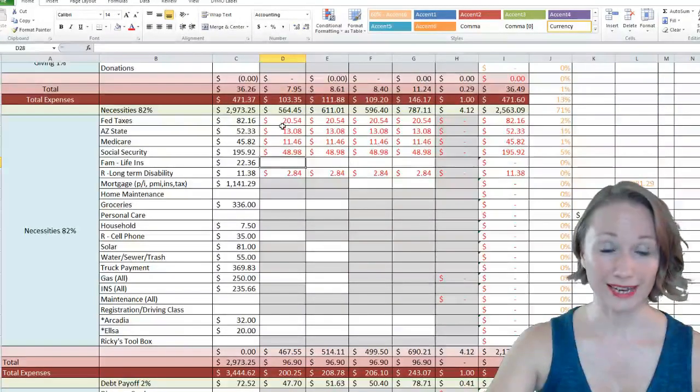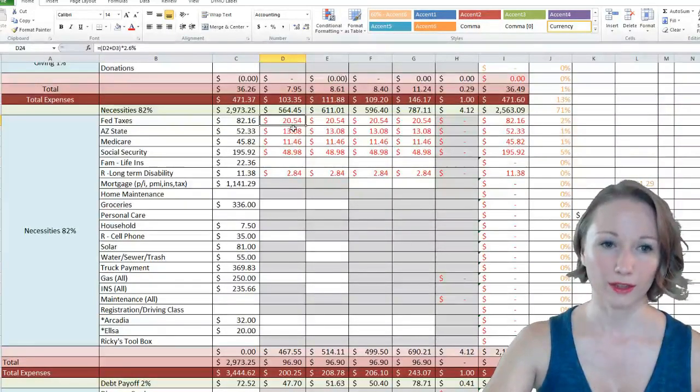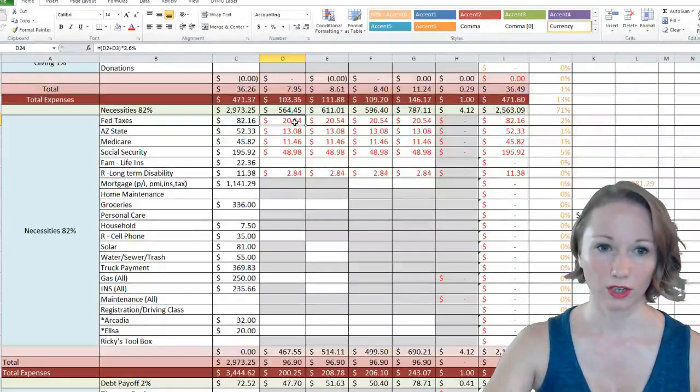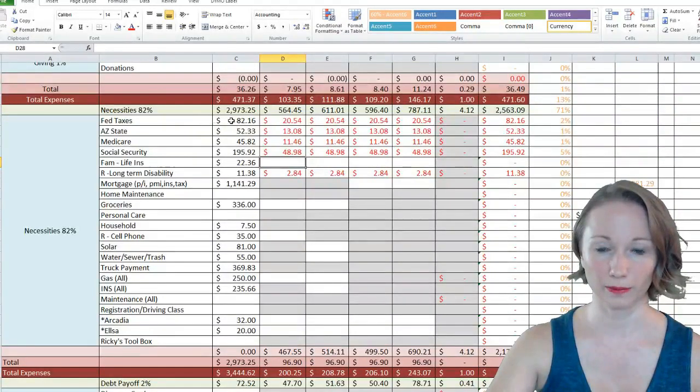All right, so taxes I have set up at a certain percent based on previous months. So we're going to leave those as is. Usually the federal is changed. Usually that fluctuates the most. The other ones seem to stay the same. So basically you can see what we'd most likely be paying for federal, Arizona State, Medicare, Social Security based off of my husband's income.